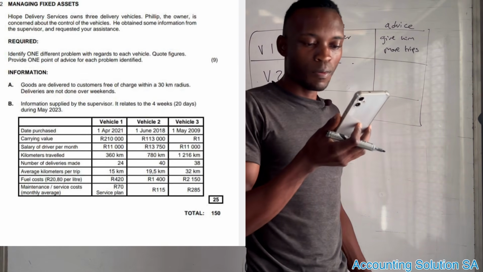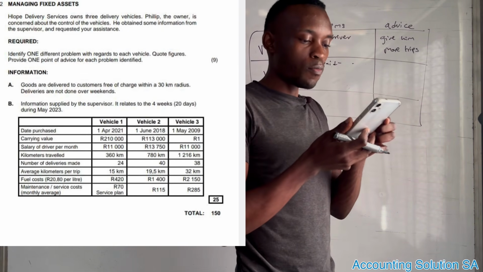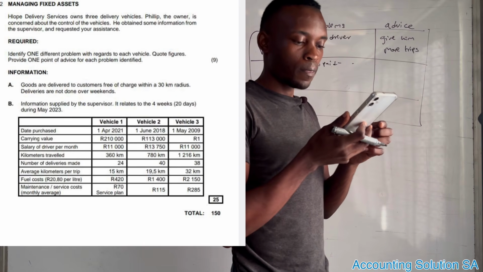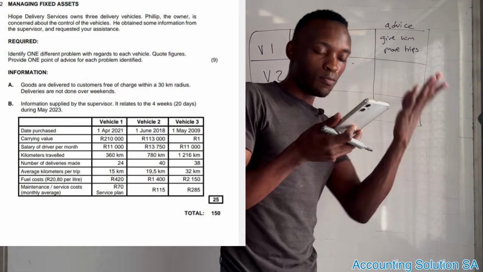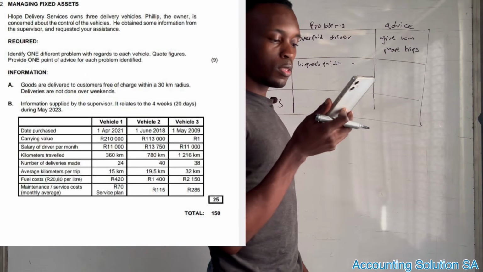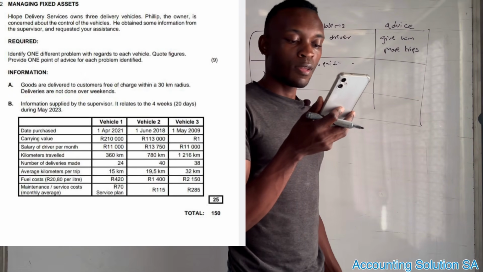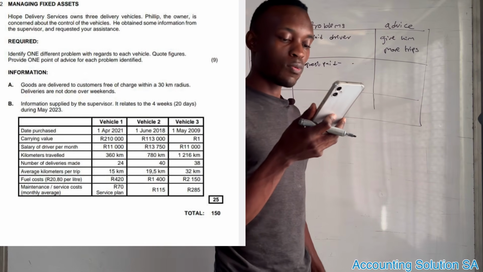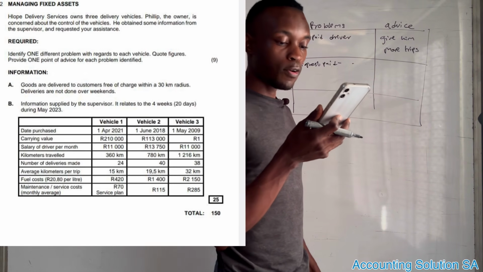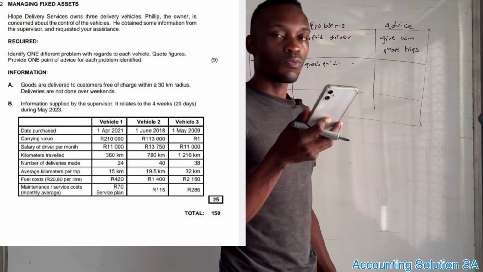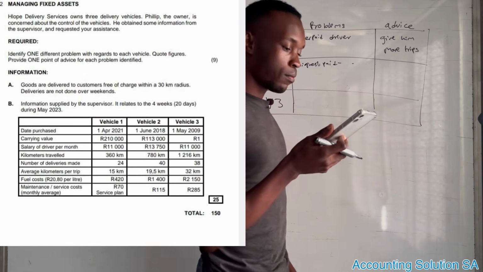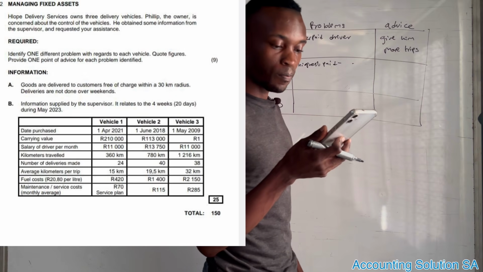This is not the only problem. If you compare vehicle 1 and 2, you will realize that even maintenance is starting to be more expensive because they maintain it with a 115 service plan, and for the other one, vehicle 1, it was only 70 rand. Fuel consumption 1,400, while the first one it was 420. So it's a problem. How do we solve this problem?